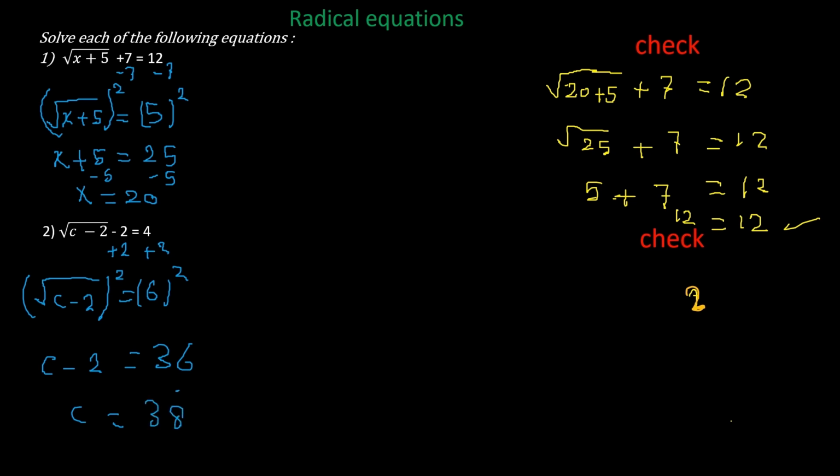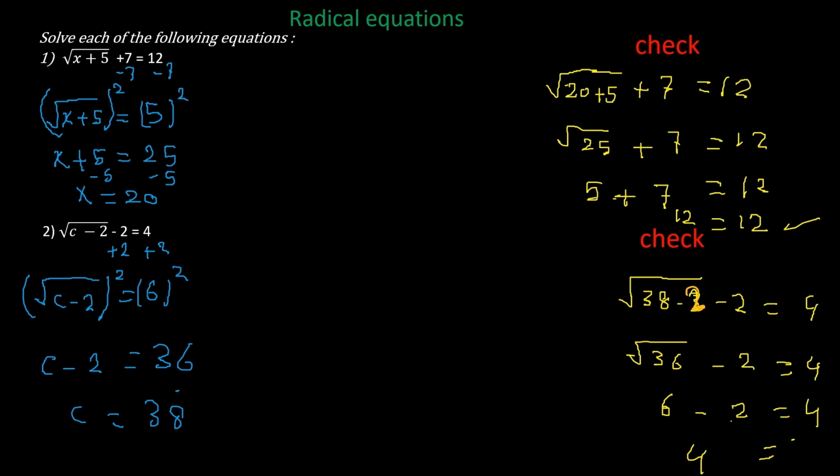And let's check the answer. We have the square root of c minus 2. We will substitute c by 38. 38 minus 2 is 36, and the square root of 36 is 6, then 6 minus 2, which is 4. So the final answer is 4. So the solution is 38 for c.